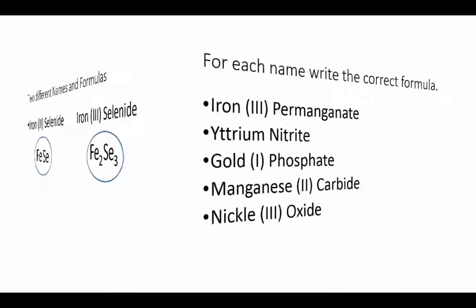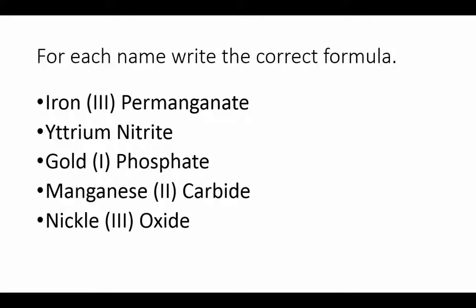So let's get in some practice. Take a moment and write down these names and write the correct formulas for each compound. Remember, the Roman numeral tells us the charge on the metal. If you don't see a Roman numeral, that means it doesn't have more than one charge, and you'll need to look up the charge on the back of your periodic table. So pause the video and restart it after you've written your formulas and check to see if you've written the answers correctly.